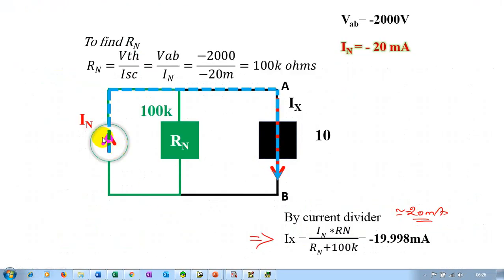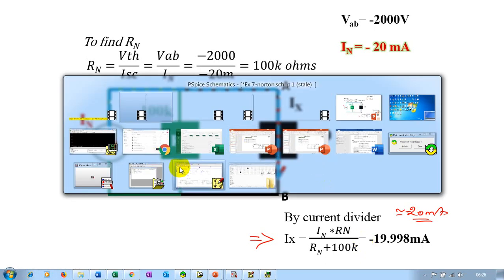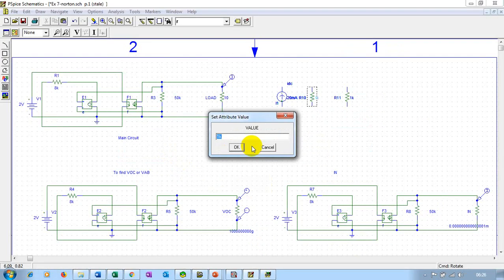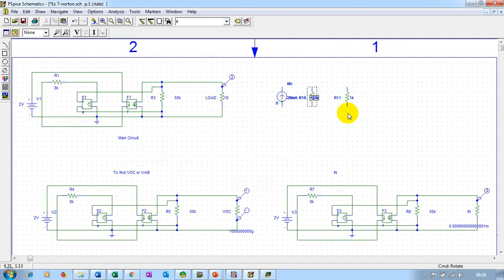Your IN is going upwards, minus 20 milliamperes, and RN is 100K, the load was 10 ohm, and then we still get the answer as minus 19.998 milliamperes. So let's try to build a Norton equivalent here to verify the answer. So this was 100k and this was 10 ohm. Let's build the circuit.